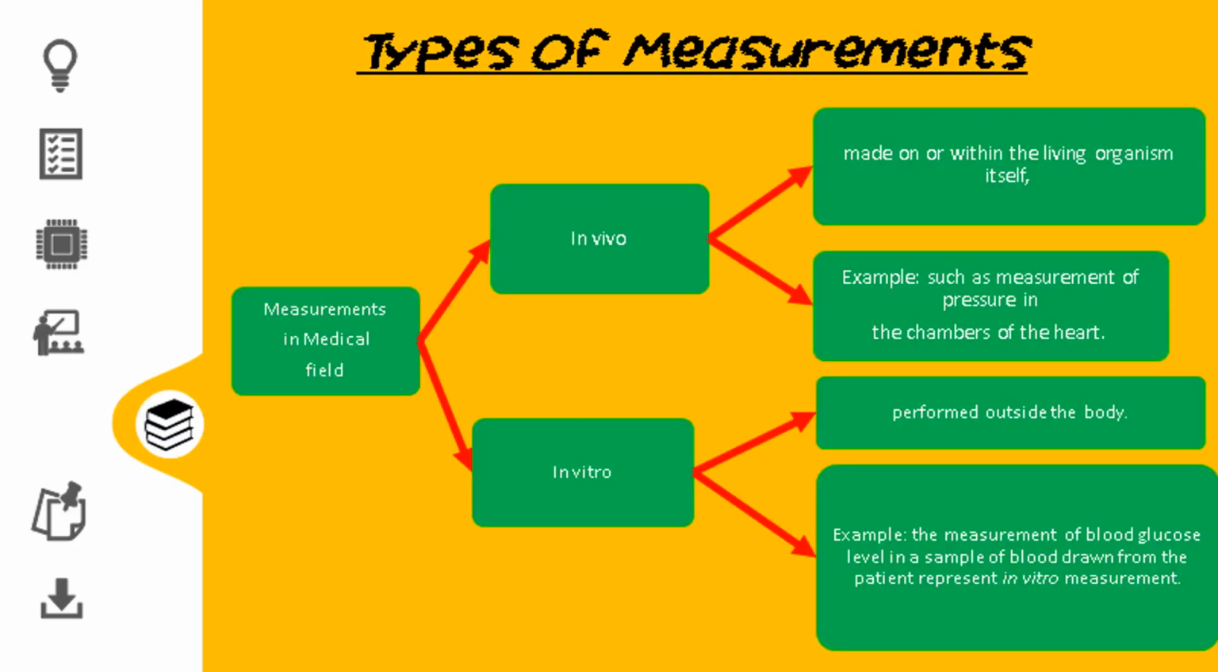Measurements in the medical field can be classified into two types, as shown in the flow chart. They are: in vivo, where measurement is made on or within the living organism itself, for example, measurement of pressure in the chambers of the heart. In vitro, where measurement is performed outside the body. For example, the measurement of blood glucose level in a sample of blood drawn from the patient represents an in vitro measurement.